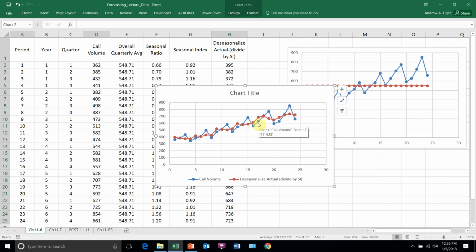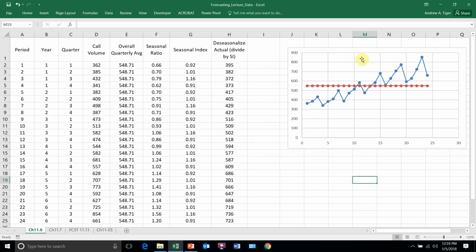What's cool about this is that if we had another repeating pattern, we could deseasonalize again. You could do this a series of times. If you had a different seasonal effect, maybe every other year you had something, you could do it again and get rid of those. Okay, so that's the first step, deseasonalize.